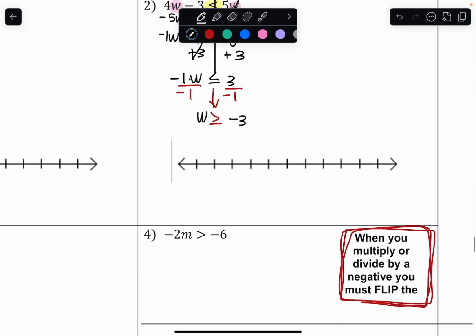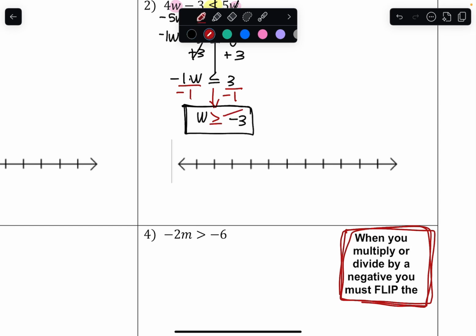And so my final answer now is w is greater than or equal to negative 3. And so this is going to be a closed circle because we have the equal to option. And we're going to shade to the right because it's our greater than sign. So I put negative 3 on the number line, put a closed circle, and shade to the right.